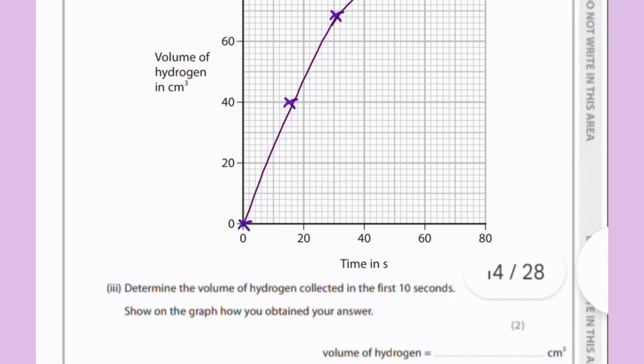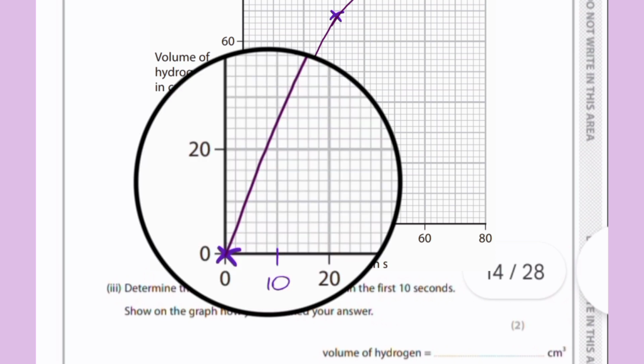Part 3, determine the volume of hydrogen collected in the first 10 seconds. Show on the graph how you obtained your answer. Now you look at the graph line and the 10-second mark right here. If we place it on the graph, we can see that it gives a value of 26 cm cubed.